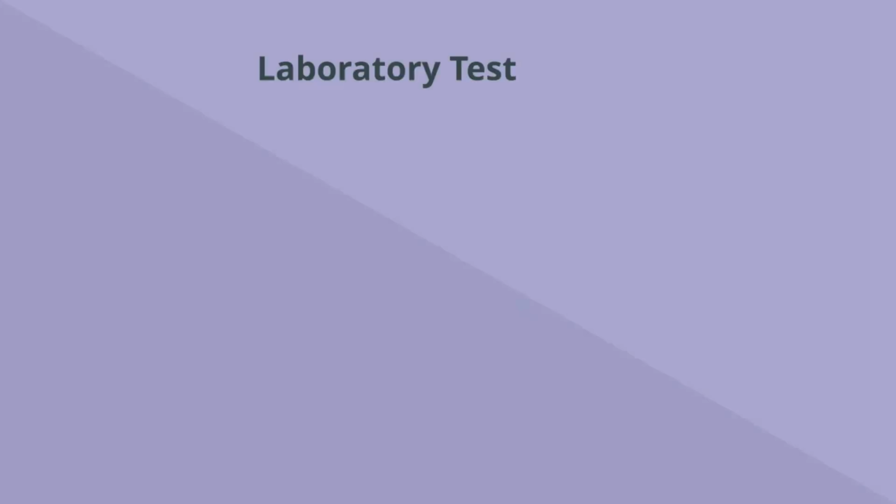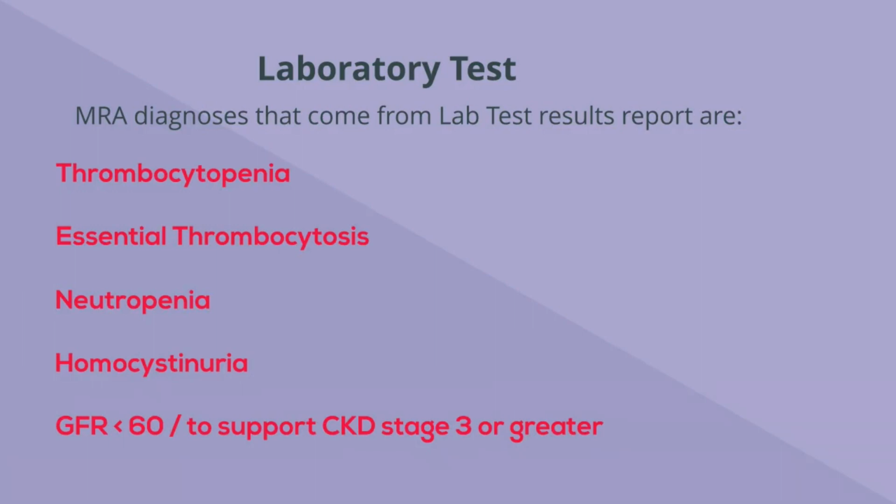The most common MRA diagnoses that come from lab test results are thrombocytopenia, thrombocytosis, neutropenia, homocysteinemia, GFR value less than 60 that can be documented in the notes to support a chronic kidney disease stage 3 or greater.